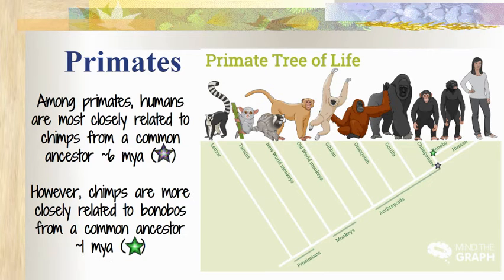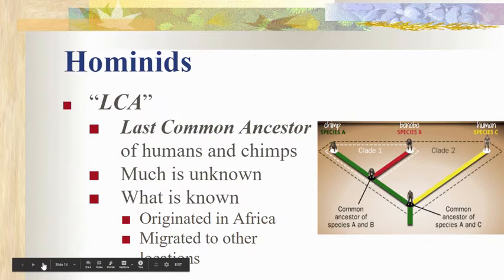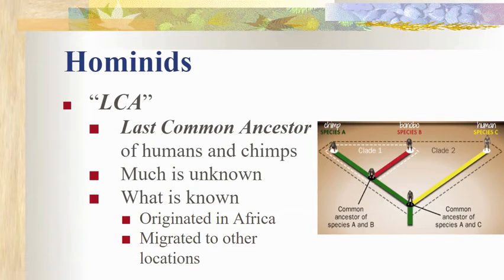Among primates, humans are most closely related to chimps, from a common ancestor approximately 6 million years ago. However, chimps are more closely related to bonobos, and they had a common ancestor about 1 million years ago. LCA stands for Last Common Ancestor of humans and chimps. Much is unknown about this last common ancestor. What is known is that it would have originated in Africa and then migrated to other locations.